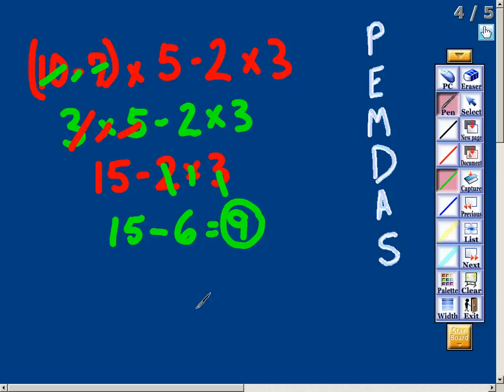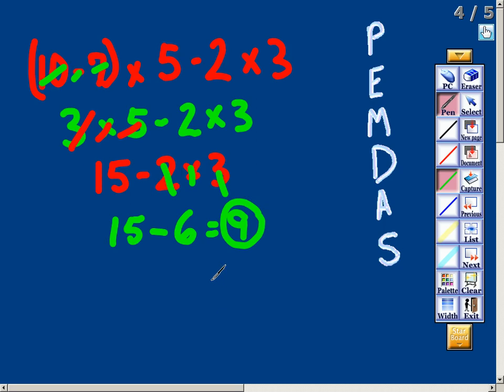Okay, the answer for this problem is 9. You can see I first of all started out with the number in parentheses. 10 minus 7 gave me 3. Okay, and then I dropped everything else down, and then I had 3 times 5 minus 2 times 3. 3 times 5 gave me 15. Okay, and then also I dropped the next number down with that 2 times 3. And I had to complete that problem, which gave me 6. I dropped my 15 down, which gave me the answer of 9.